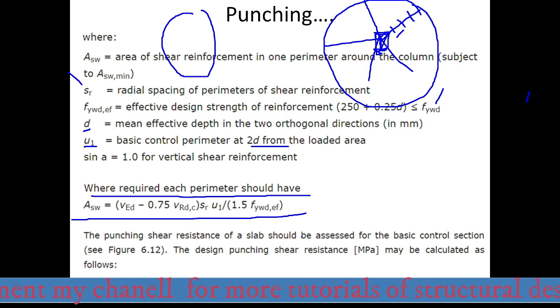Basically, we can use this formula to determine the area of shear reinforcement per perimeter of the shear zone. The punching shear resistance of a slab should be assessed for a basic control section. The design punching shear resistance may be calculated as follows: VRD,c equals CRD,c times k times the cube root of 100 times rho l times fck, plus k1 times sigma cp, where rho l is the square root of rho x times rho y. This value must be greater than v min plus k1 times sigma cp. We have already developed a spreadsheet to calculate the amount of shear reinforcement required to withstand the applied punching stress.